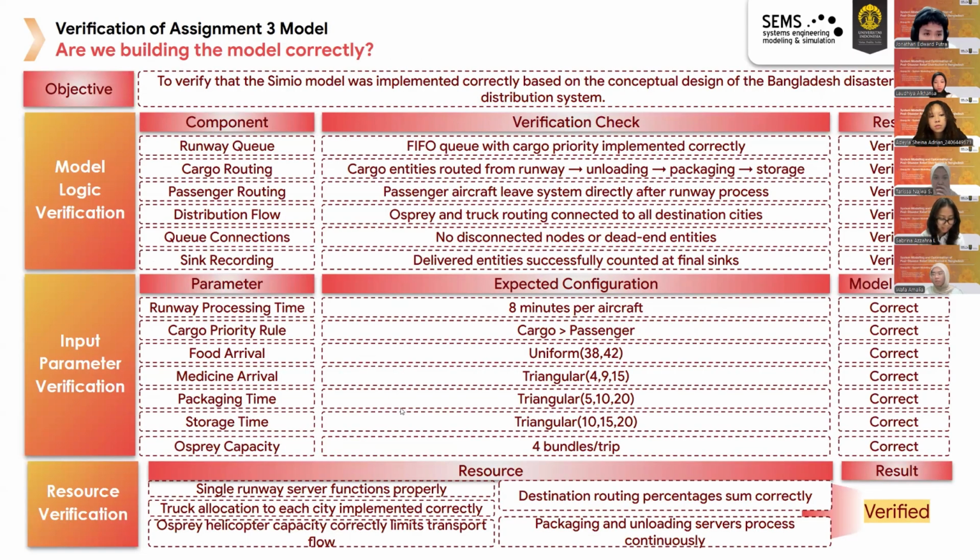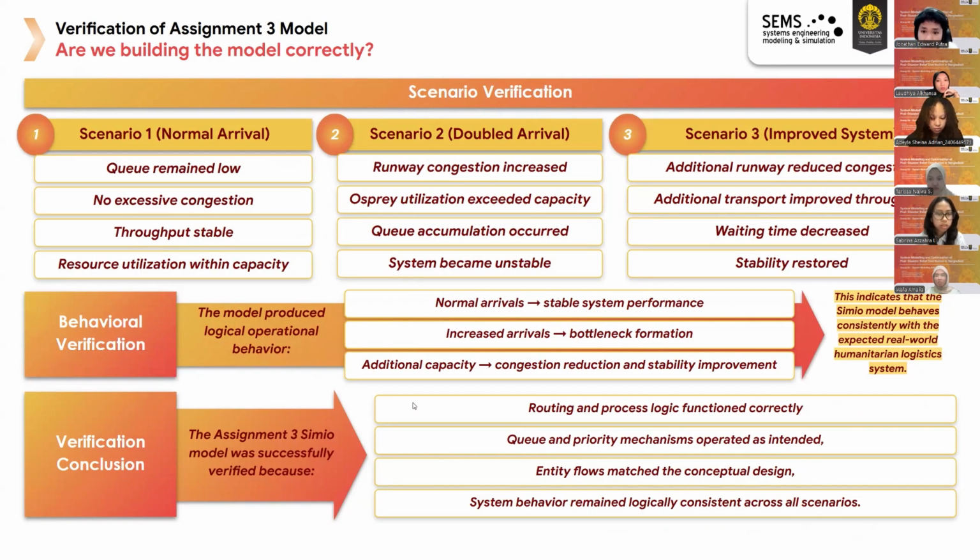Next, we do the verification for assignment 3, about model 3. We can conclude that the model logic verification of each component was already verified as correct. We also built the Simio model of the scanner array covering normal arrival, double arrival, and improved systems. The verified behavior produces logical operational behavior, indicating that the Simio model is consistent with expected humanitarian logistics systems. In the verification conclusion, routing and process logic function correctly.